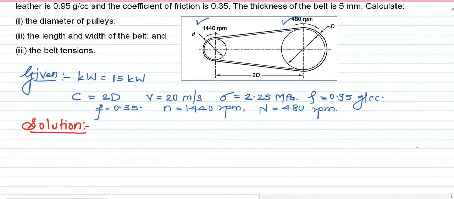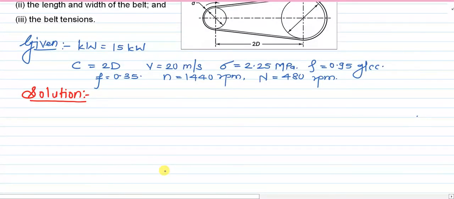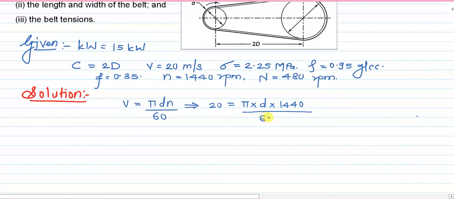So we can simply use the relationship between the rotational speed, diameter, and the linear velocity to determine the value of diameter. The first thing that we know is that velocity v is given as pi d n upon 60. So we can substitute the values. Velocity v is 20 meters per second. It is equal to pi, and the small d is the unknown parameter. Small n is, by the way, known to us. It is 1440 rpm divided by 60.